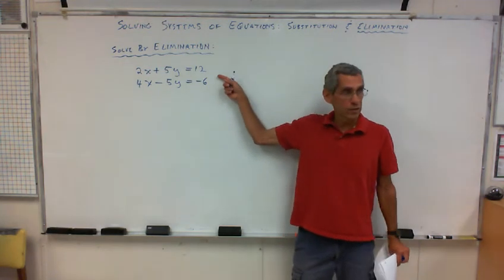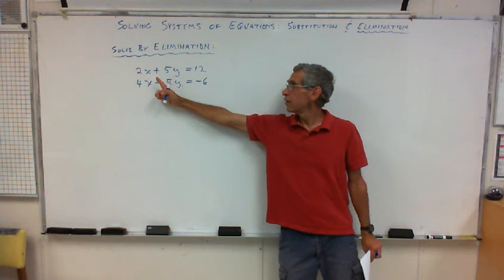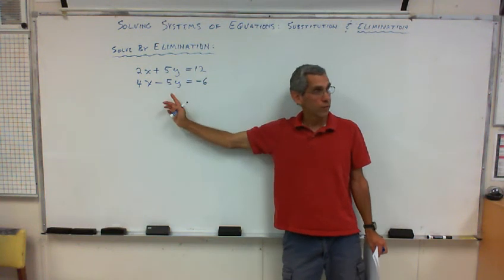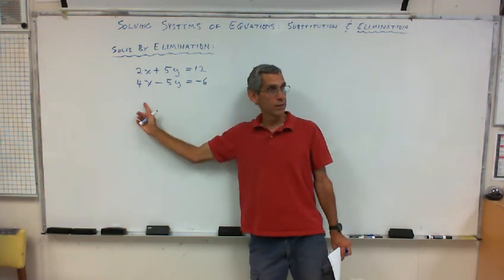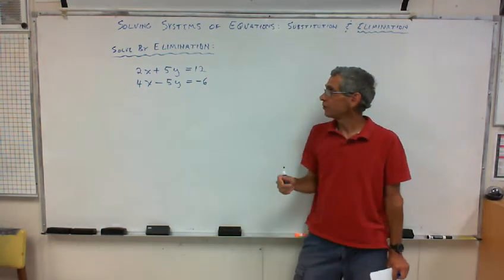Usually, when you're solving by elimination, the equations are written in standard form. Standard form has the x and y on the left side of the equal sign, and then just a number on the right side, okay? So these are in standard form.